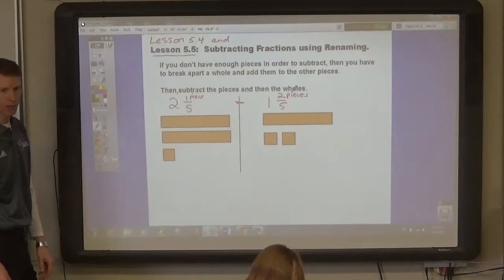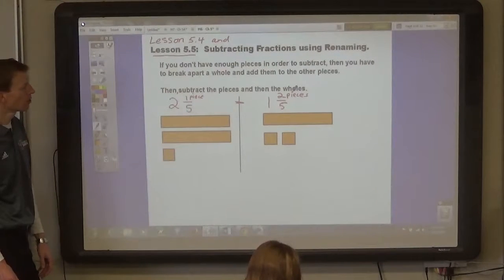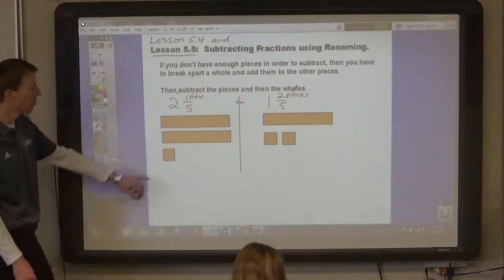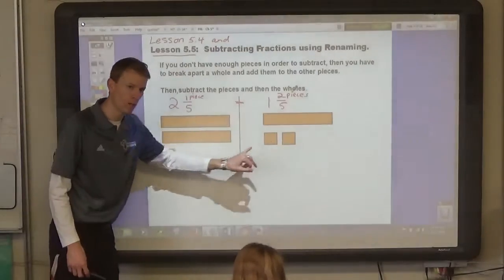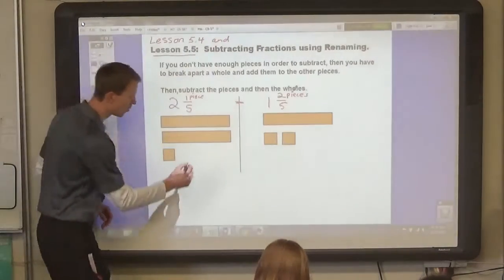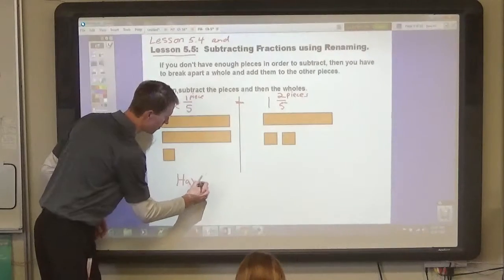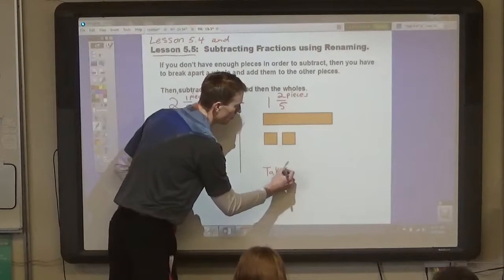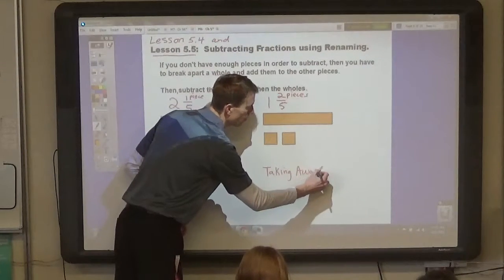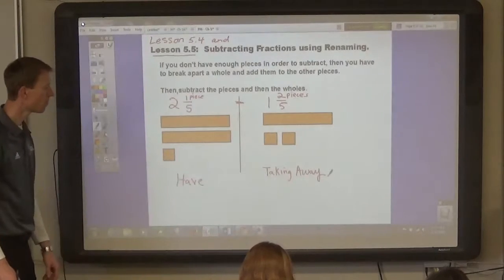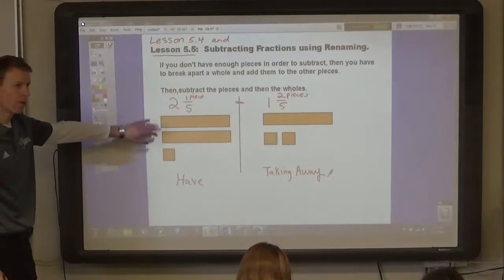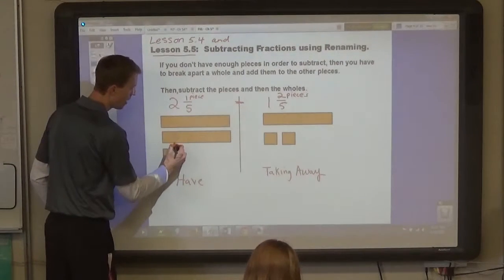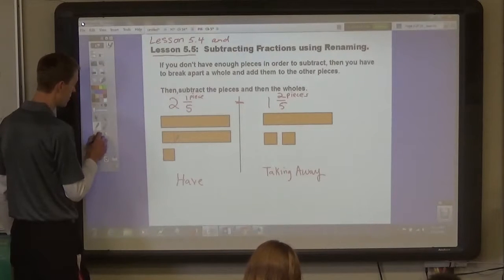So, we always start with the fraction. Whenever you're doing subtraction, you should always start by trying to take away the pieces. And notice, you're trying to take away 2, but you only have 1. This side represents what you have, and this side represents what you're taking away. What you notice right away is that you've only got 1 piece here. You're going to have to take one of these wholes and cut it up so that you have more pieces.